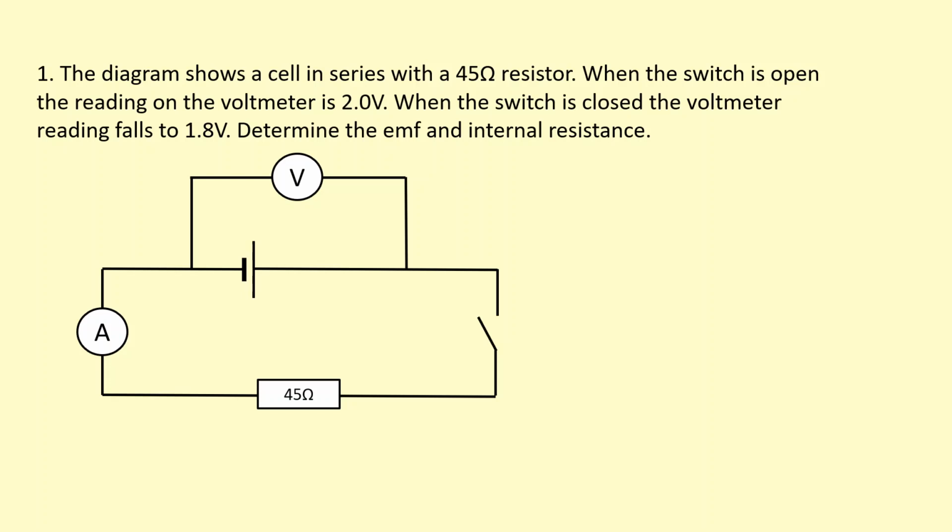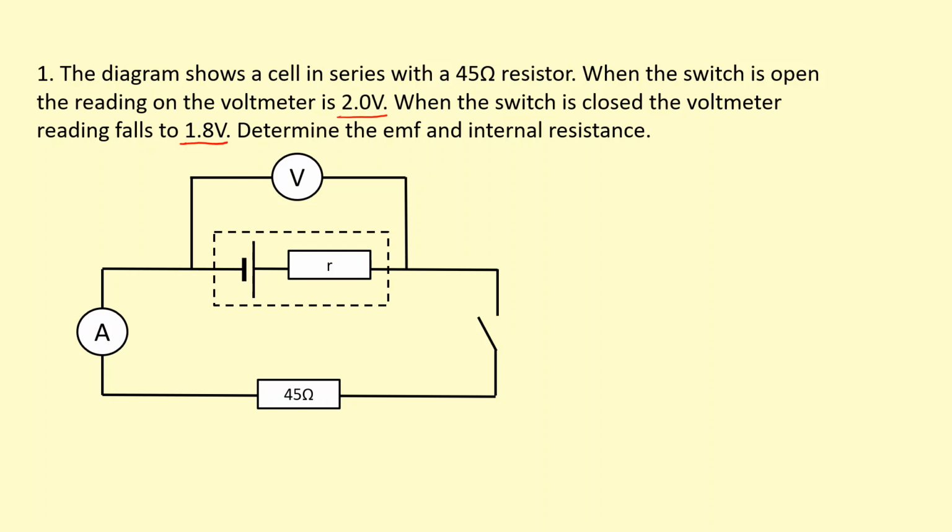The diagram shows a cell in series with a 45 ohm resistor. When the switch is open, the voltmeter reads 2.0 volts. When the switch is closed, the reading falls to 1.8 volts. Determine the EMF and internal resistance. So of course there's some internal resistance. The first thing I do is draw that on, which will help me visualize.